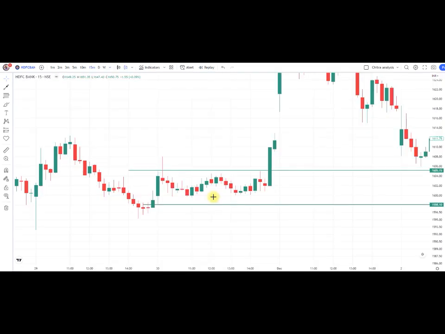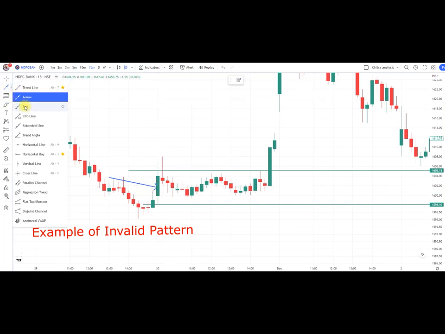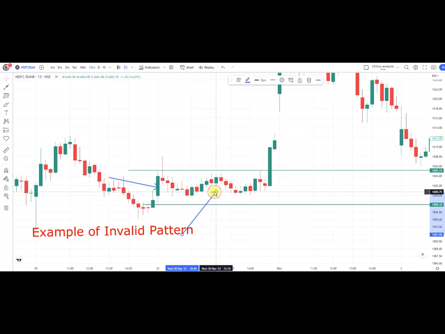I will show you which inside bar pattern is an invalid pattern. Here we got a mother candle, and after that we can see that we got more number of child bars. So this is the mother bar, and after that these are all the child bars. So this pattern is invalid. Why am I saying this pattern is invalid?